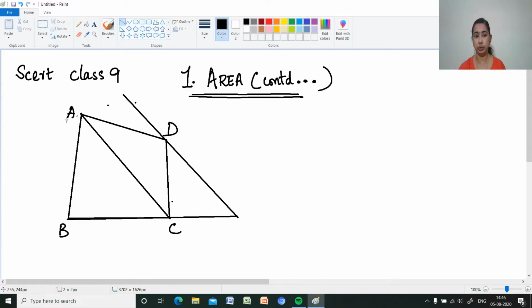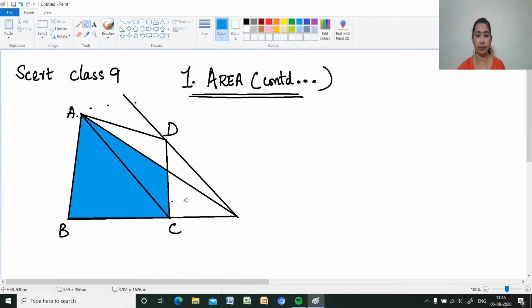Then what you have to do next? From the point A, join to this vertex. Once you join it, you are getting a new triangle. This will be the new triangle. Give that new triangle a name. That is ABD, sorry not D, E. ABE will be the new triangle of the same area as that of the quadrilateral.